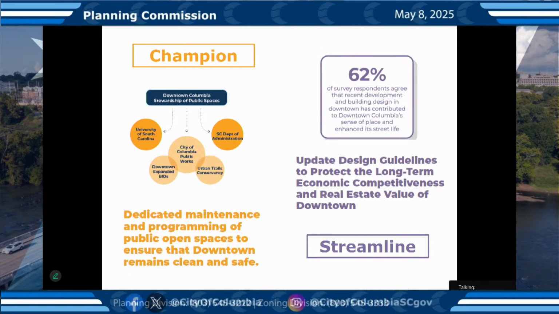And then for Champion, this was really just about providing dedicated stewardship of downtown's public spaces. Again, recognizing that as the capital of South Carolina and as a city with universities, there are a lot of partners that go into these efforts, and trying to organize that in a way that everybody contributes to a common goal. And then, of course, Streamline is to adopt user and business-friendly design guidelines to protect downtown's long-term economic competitiveness and real estate value. We'll hear more about that in a minute, but that was the sixth big idea. So that's the plan in a nutshell.